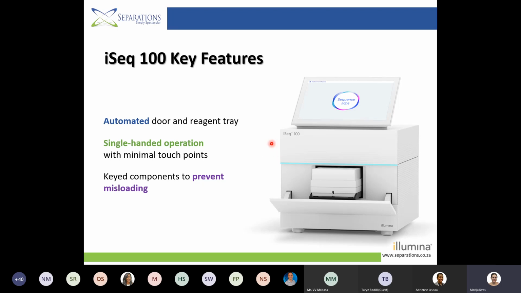You can see here that it has an automated door and a reagent tray. This is the reagent cartridge that you would put in, and it's also single-handed operation with minimal touch points. The screen is a touch screen, and also it's the first instrument that actually has Wi-Fi on it.